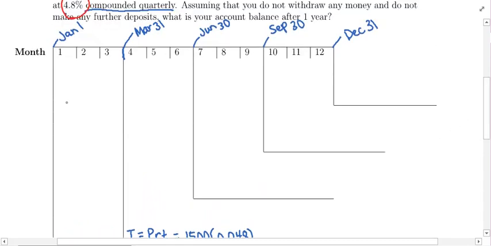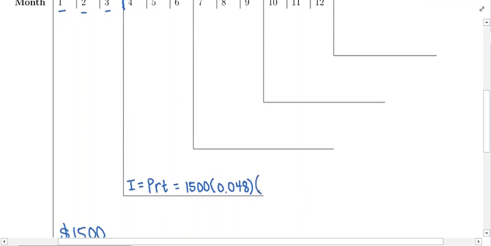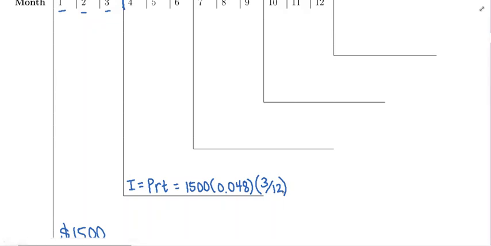Well, the $1,500 has been sitting in the bank through January, February, and March. That's 3 months, okay? So our time is going to be not 3 because that would be 3 years. It's going to be 3 over 12, okay? So that is what you would do here. That's how you calculate the amount of interest that has accrued during the first quarter.